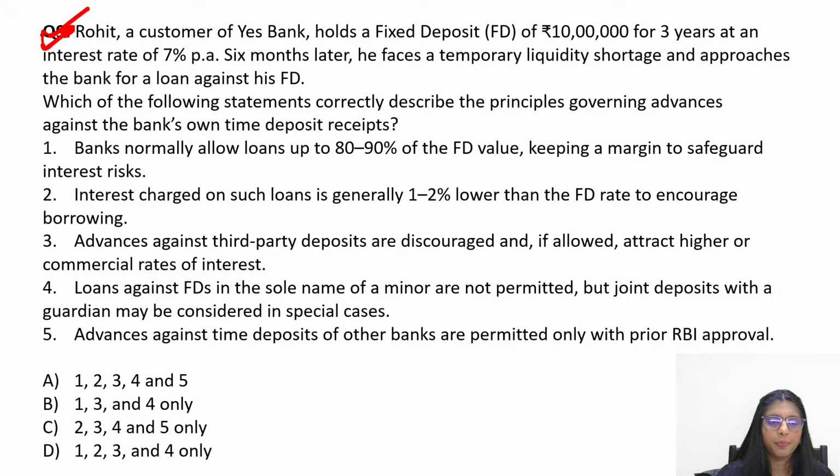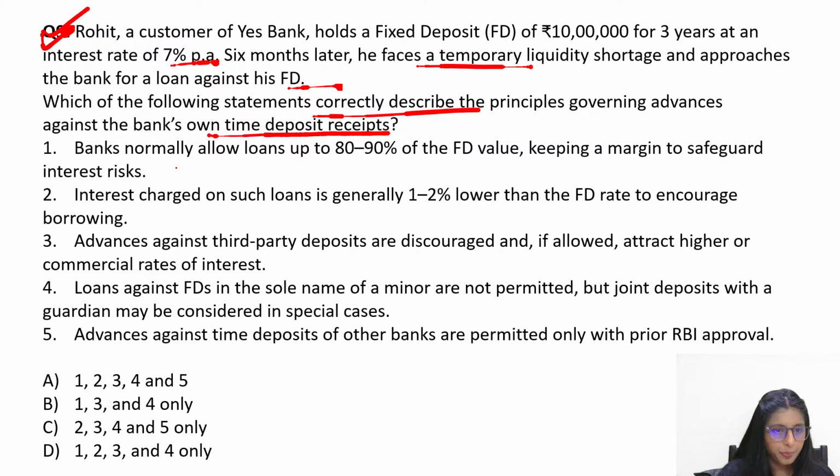Rohit, a customer of Yes Bank, holds a fixed deposit of 10 lakh for 3 years at an interest rate of 7% per annum. 6 months later, he faces a temporary liquidity shortage and approaches the bank for a loan against his FD. Which of the following statements are correct? Describe the principle governing advances against the bank-owned time deposit receipt.